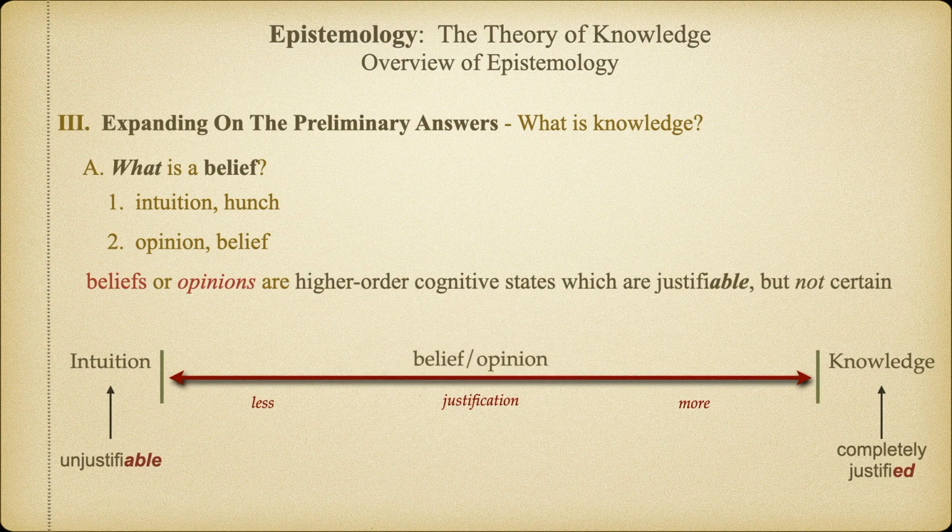Now, a couple of things should jump out to you while we consider this spectrum. First, we probably know very, very little. For something to be knowledge, it must be completely justified, meaning that it can't be wrong. It is no longer open for discussion. Or another way of putting it is, knowledge can never be false. If something we thought we knew turned out to be false, then it was never knowledge at all.